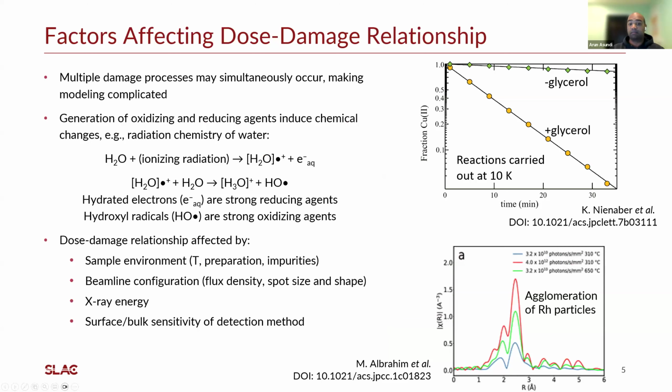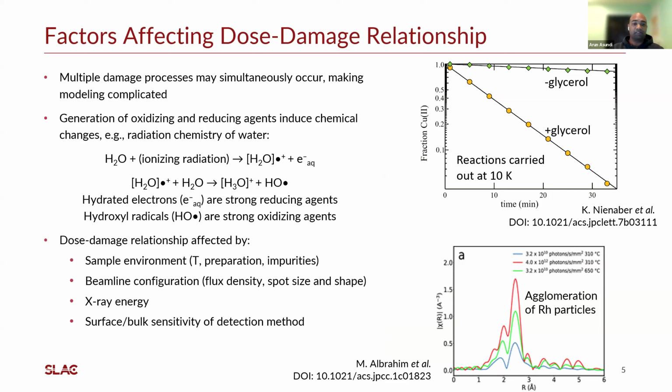Now, as shown on the previous slide, beam damage can take many forms, and this makes it very challenging to model beam damage processes, especially since multiple processes can occur simultaneously. One known mechanism is through the generation of oxidizing and reducing agents. For example, in aqueous samples, the beam can induce formation of solvated electrons and hydroxyl radicals, which can undergo redox reactions with the species of interest.